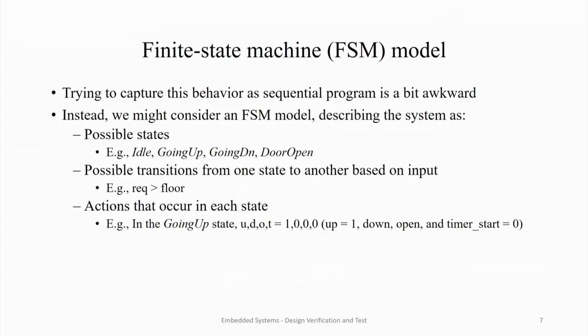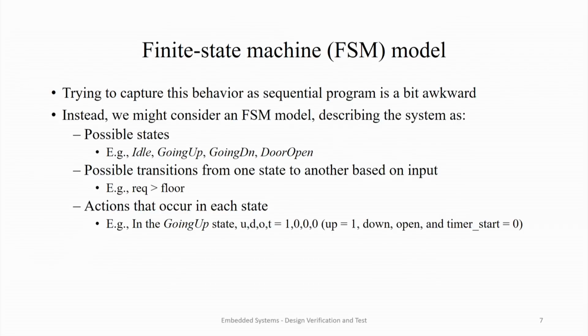This is more easy, because this is how things actually happen for our elevator controller. It has states: idle when the elevator is not moving, going up, going down, and door open. There are possible transitions from one state to another based on input. If the requested floor is greater than the current floor, then you go up. So, you are in an idle state, and then say the requested floor is greater than the current floor, then you go to the state going up using the transition labeled request greater than floor.